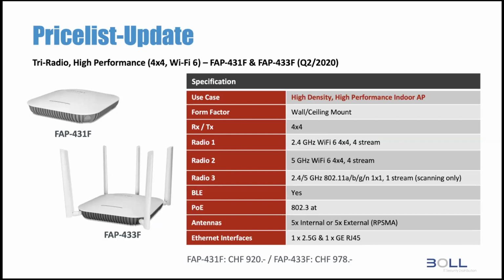The difference is, if you look at the radios, that there are slight differences, that radio 2, for example, can't be dual use. It's fixed on 5 gig, and radio 1 as well is 2.4 gig. Radio 3, as I indicated before, is for scanning only, in this case even just 1 by 1. Again, we have these Ethernet interfaces, 2.5 gig, which is quite cool for this high density, high performance access point.